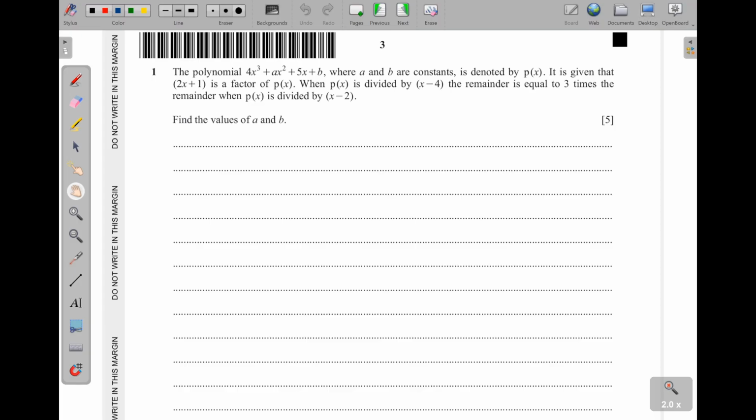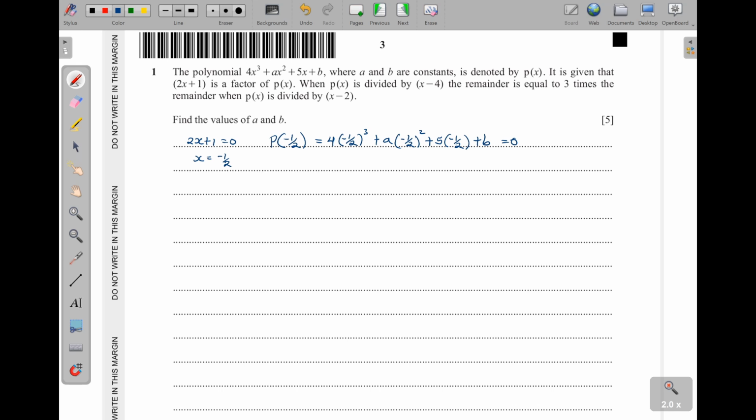Now, we come back to this. When we equate 2x plus 1 to 0, your x is going to be negative a half. So we shall get p of negative a half. Since it is a factor of p of x, it should give us the remainder, which has to be 0. So we substitute: 4 into negative a half cubed, plus a into negative a half squared, plus 5 of negative a half, plus b, and then we equate to 0.